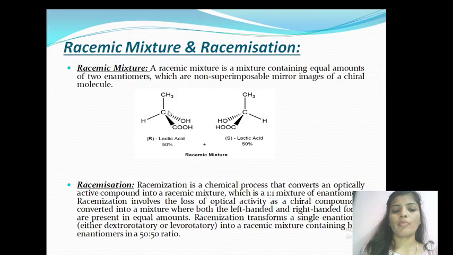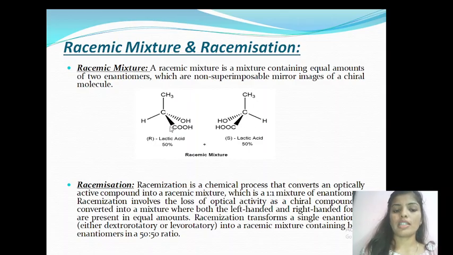towards the clockwise direction, or the right direction, right side. This is called the R isomer. Whereas this is the S lactic acid, meaning this can rotate the plane polarized light in the anti-clockwise direction. So this is the S isomer. The mixture of this R isomer and the S isomer is termed a racemic mixture, meaning 50% of the R isomer and 50% of the S isomer.